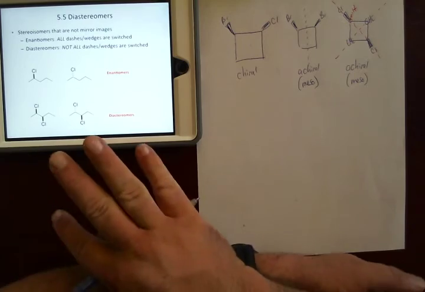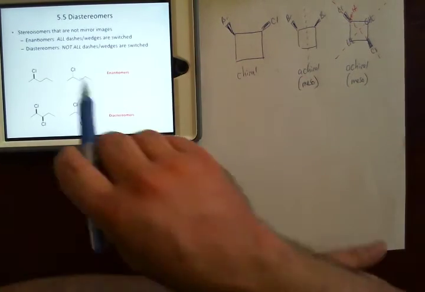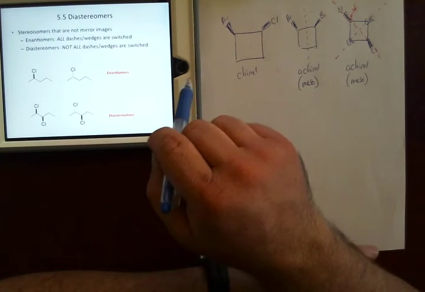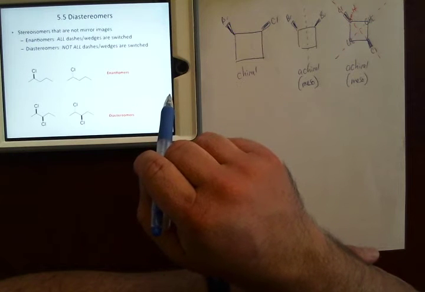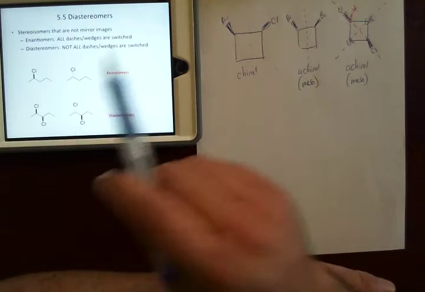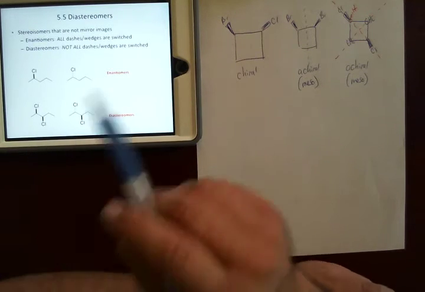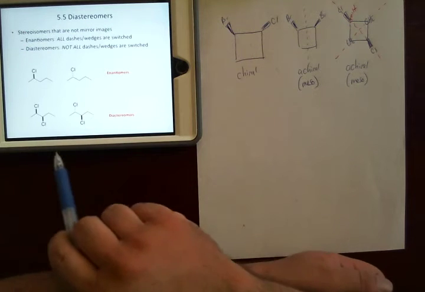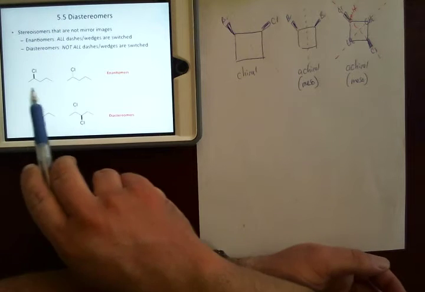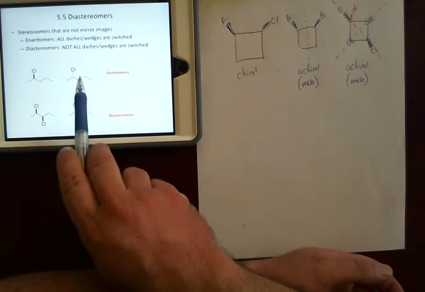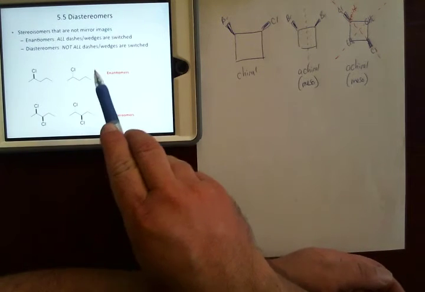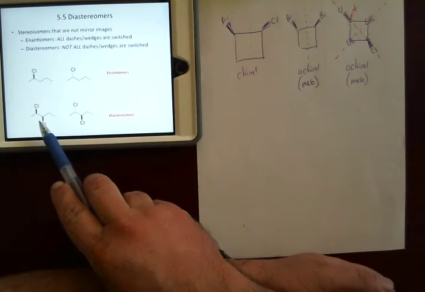Okay, so we've been talking about enantiomers, where you're mirror images of each other. But if you have a stereoisomer where you have two stereoisomers that are not mirror images of each other, you get what are called diastereomers. Now, in practical terms, what's happening is, for here to here, we've switched all the wedges and dashes, right? So we've switched this wedge for a dash. There's only one, but we've fulfilled that requirement, and we've switched it, so therefore these are enantiomers. Here, there's two enantiomers, okay?